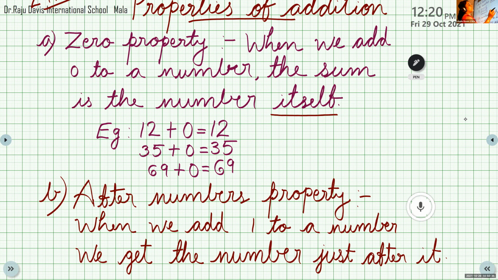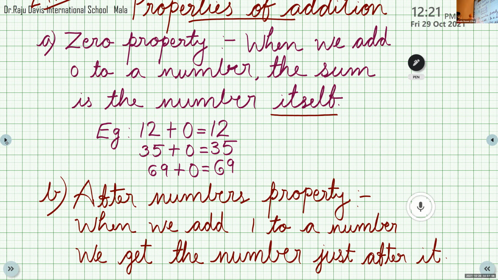Okay, Ritik. Thank you. Okay, the next question for Johan Sijo. Please tell, my dear, one example for this. An example for after numbers property. Johan, any number you can tell. 16 plus 1. Very good. What is the answer? 17. Very good. 16 plus 1 is 17.